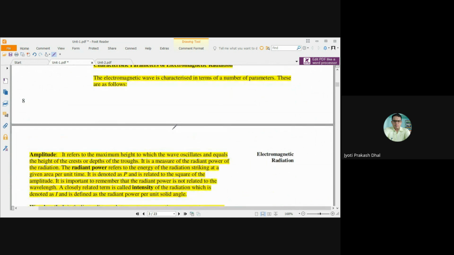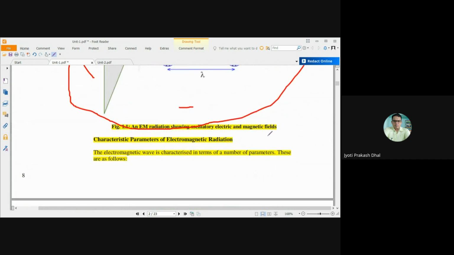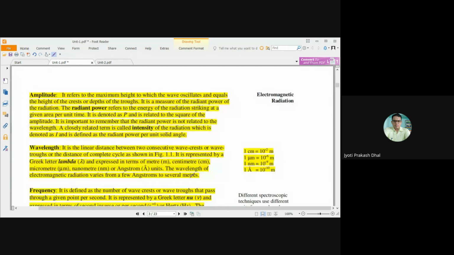In order to discuss the characteristic parameters, or to quantify the different electromagnetic radiation, we should know the different points. First of all, it is wave-like in nature, and it is also called an electromagnetic wave. In order to quantify the electromagnetic wave, there are different parameters. The first one is amplitude.